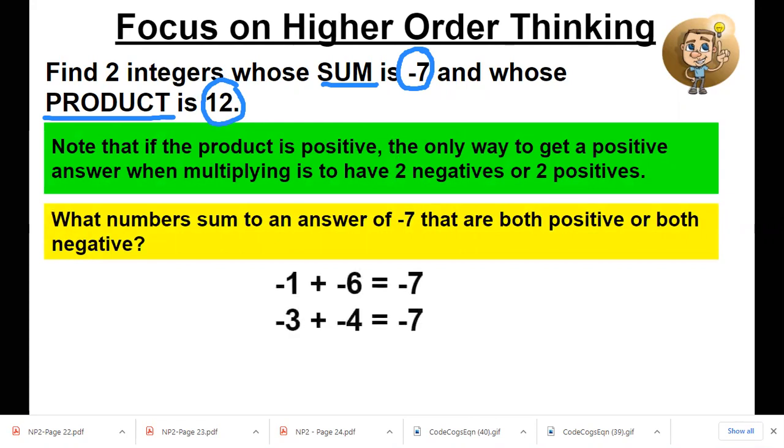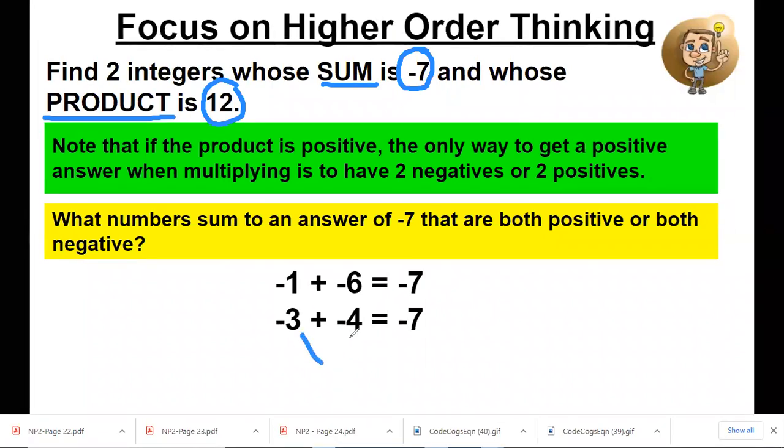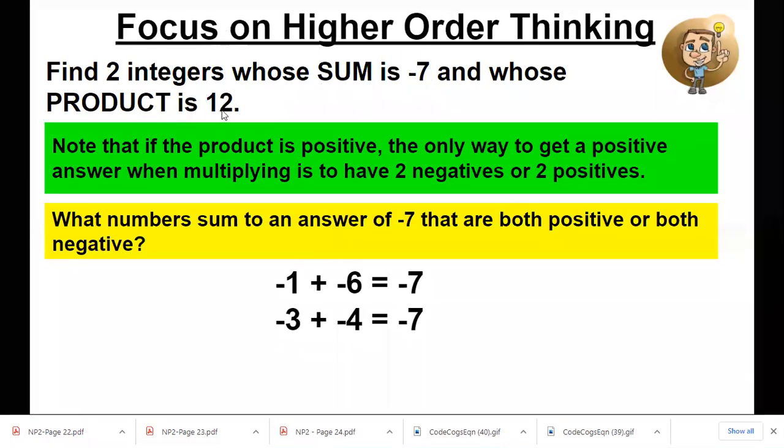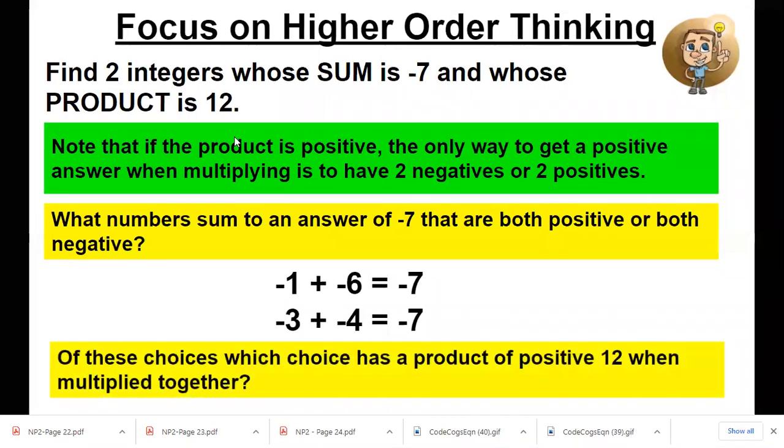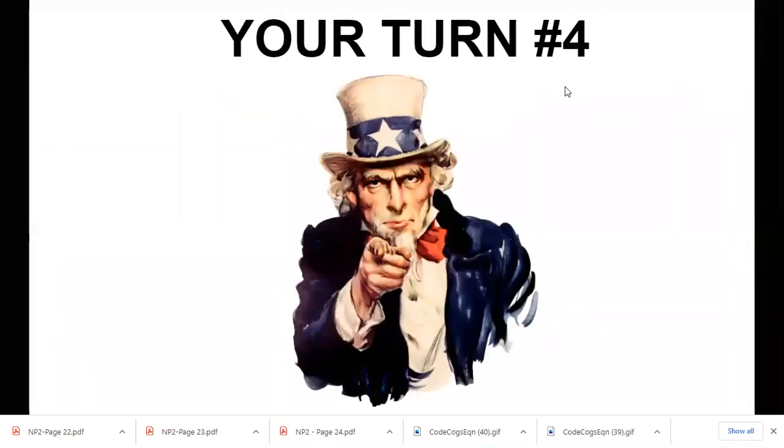Well, we could do negative 1 plus negative 6. That'll give us negative 7. Or we could do negative 3 plus negative 4. That will also give us negative 7. However, the product of the two numbers has to multiply together to give you positive 12. So 3 times 4 gives you positive 12. 1 times 6, that only gives you 6. So I think we found our answer. Our answer would have to be the second choice. Just negative 3 plus negative 4 equals negative 7. There you are. Now you get to try one of these.